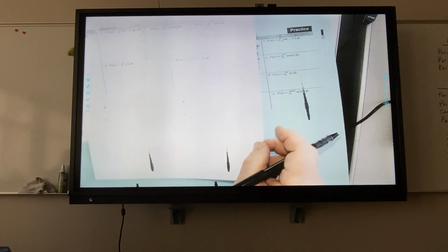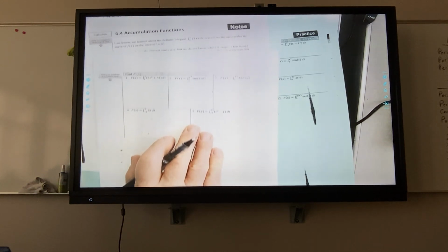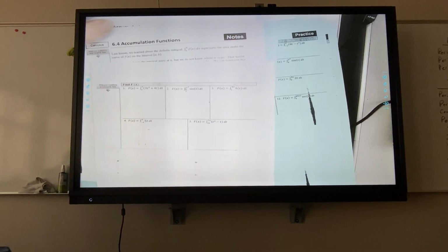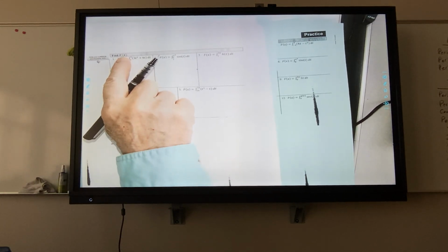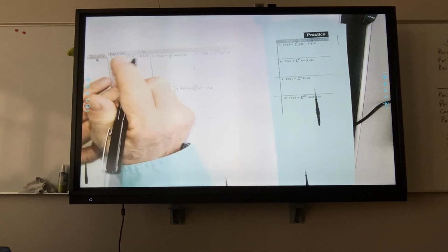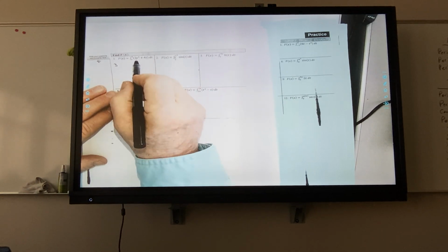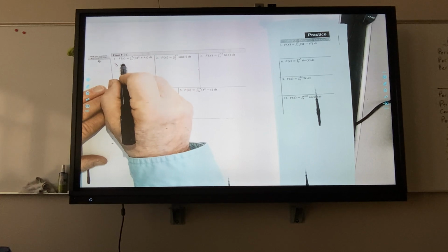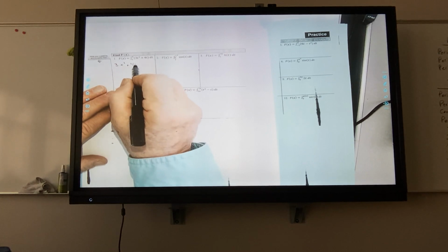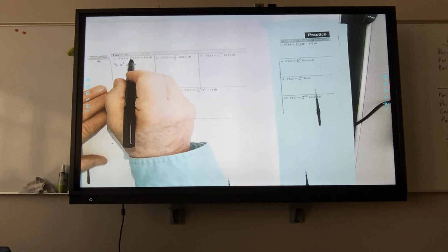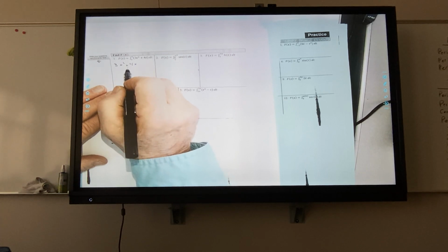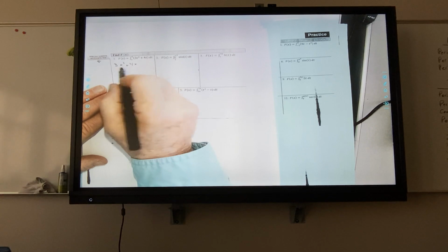All right. It says find the derivative of f. So what I'm going to do is write 3, replace the t with x, and then multiply by the derivative of x. Well, I'm going to multiply by what number? What's the derivative of x? 1. I just did, didn't I?